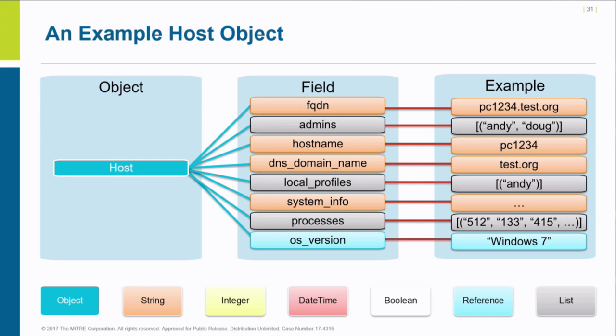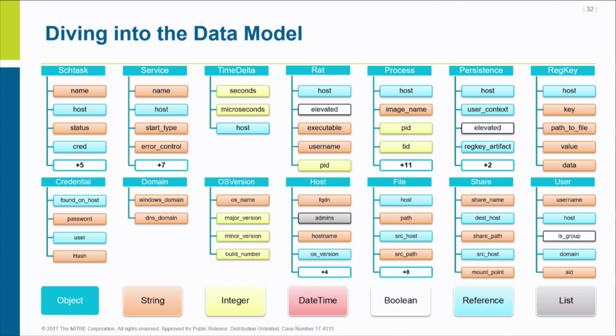You have the fully qualified domain name, which is a string. You have a list of admins. That's a list of type list. Host name, DNS domain name. Again, strings, all these different things. An OS version, which is just a reference to another object in the data model. As an example host, we have the fully qualified domain name of PC1234. The admins are Andy and Doug. The host name is PC1234, and so on and so forth. And this breaks down the entire model.